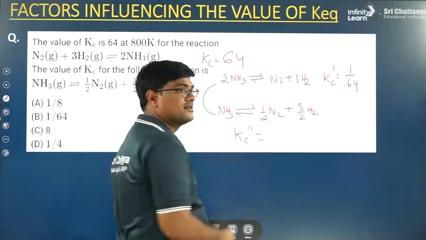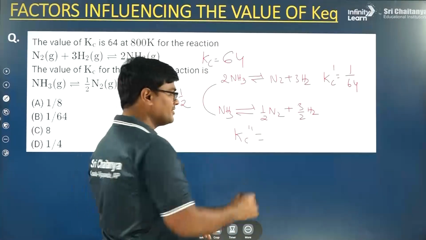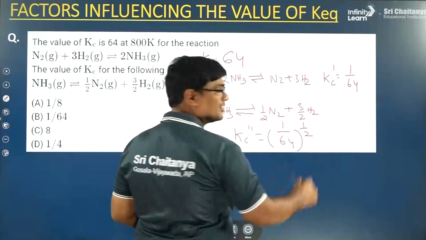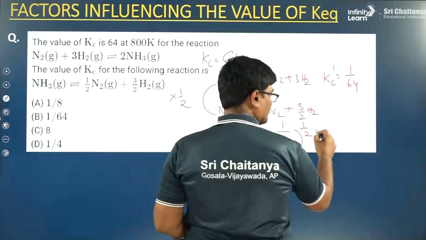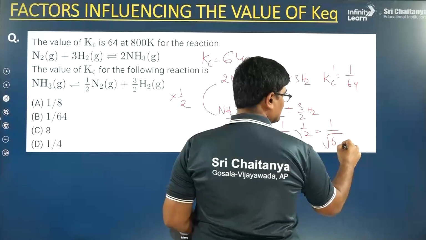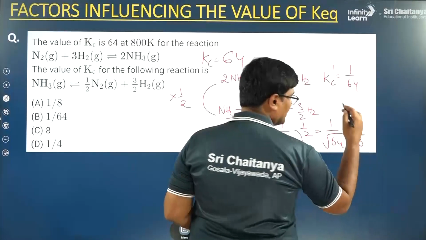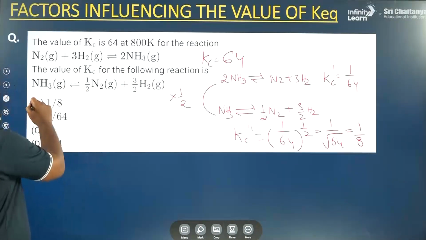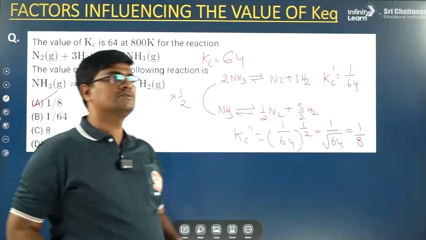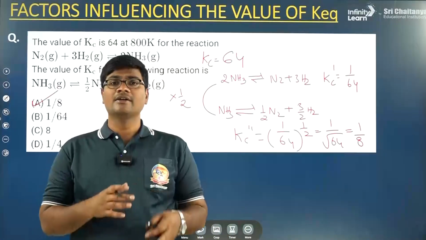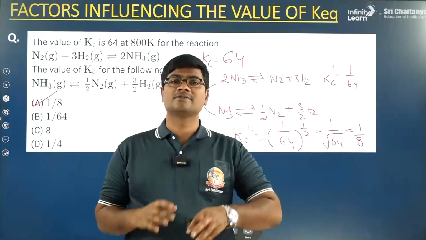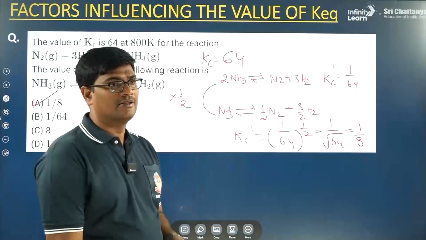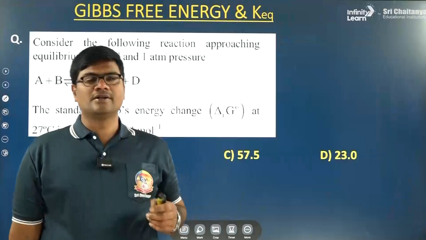Suppose I am taking it as Kc double bar. Multiplying with half means this will become 1 by 64 whole power half. That means 1 by root 64. 1 by root 64 means how much is it? 1 by 8. So this is the answer. What is the 1 by 8 answer? This is option A. So these are the problems where the equilibrium constant value changes if you do some addition, subtraction, reversal or multiplying with some value. Let's go for the next question.